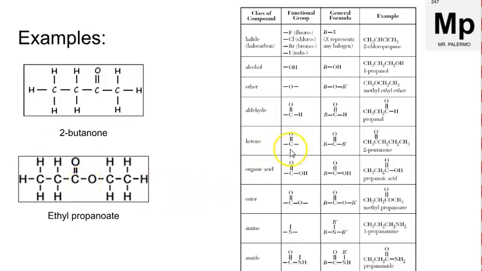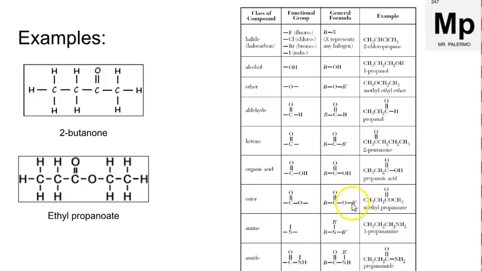Next example, C double bond OO. I locate that, and I see I have really two choices, organic acid or ester. This is somewhere in the middle. It's not on the end. The organic acid has carbons only on one side, so that's on the end. So this must be an ester, having carbons on both sides.